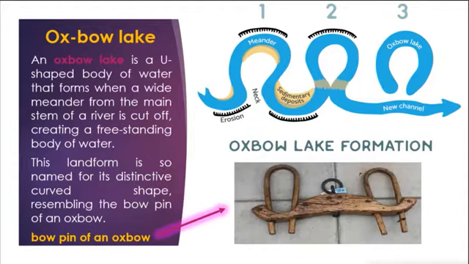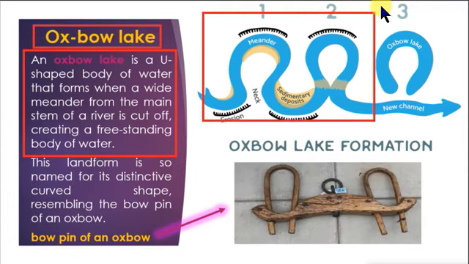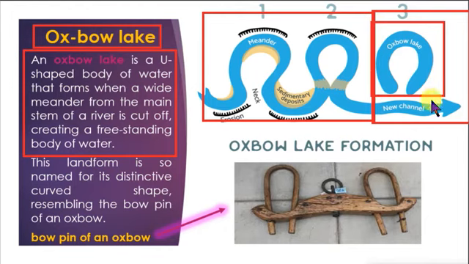Now we will see what is an oxbow lake. An oxbow lake is a U-shaped body of water that forms when a wide meander from the main stem of a river is cut off, creating a freestanding body of water. This landform is so named for its distinctive curved shape resembling the bow pin of an ox bow.